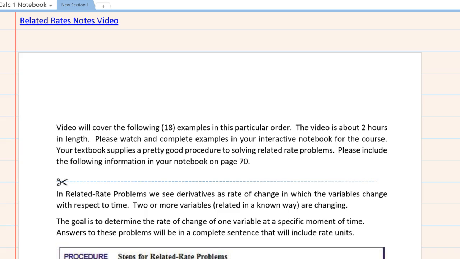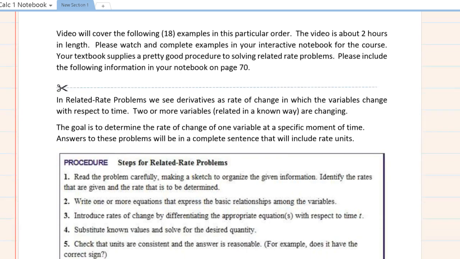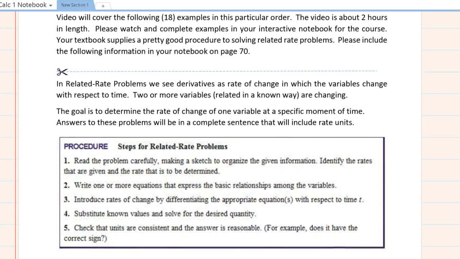Along with the YouTube video that will explain related rates, I have included a handout that contains all the examples that the video will cover. Before beginning the related rates video, you may want to read and cut the following statements and procedures and place them in your notebook on page 70.